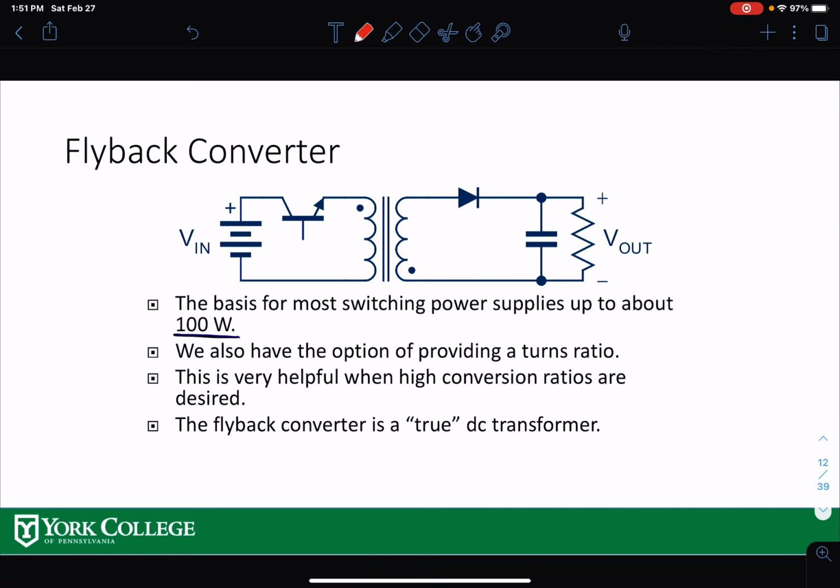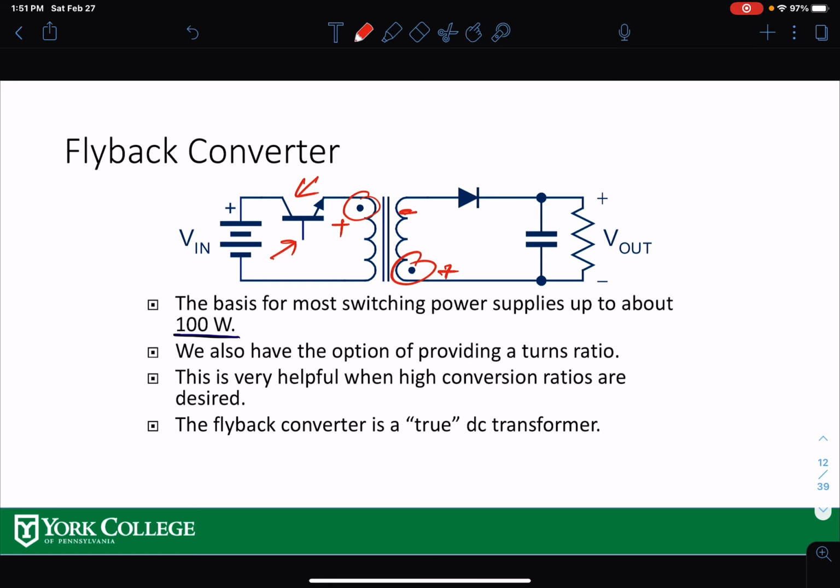Now, as you know, we can change our dot. So if we put the dot over here and the dot over here, this is positive, this is negative, right? So when this one is working, this one is not working. Sorry, this is positive, this is positive, so that means this is negative here, right? So when this one is conducting, this one is not conducting.